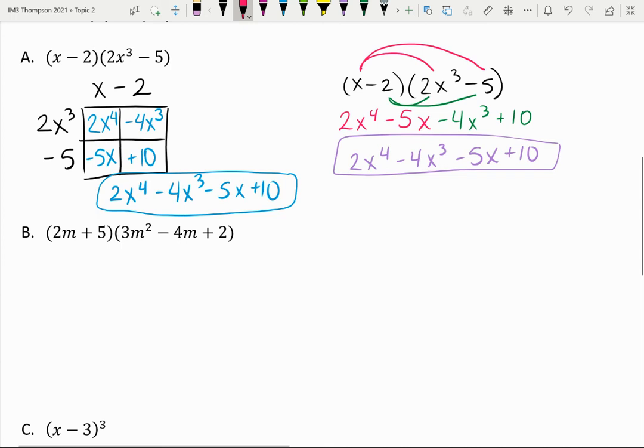So multiplying is just the same. You just have more terms now. 2m times 3m squared gives me 6m to the power of 3. If it helps you, you can always write the ones above the m's as a good reminder. 2m times -4m. 2 times -4 is my -8. M times m is m squared. 2m times 2 is just 4m.